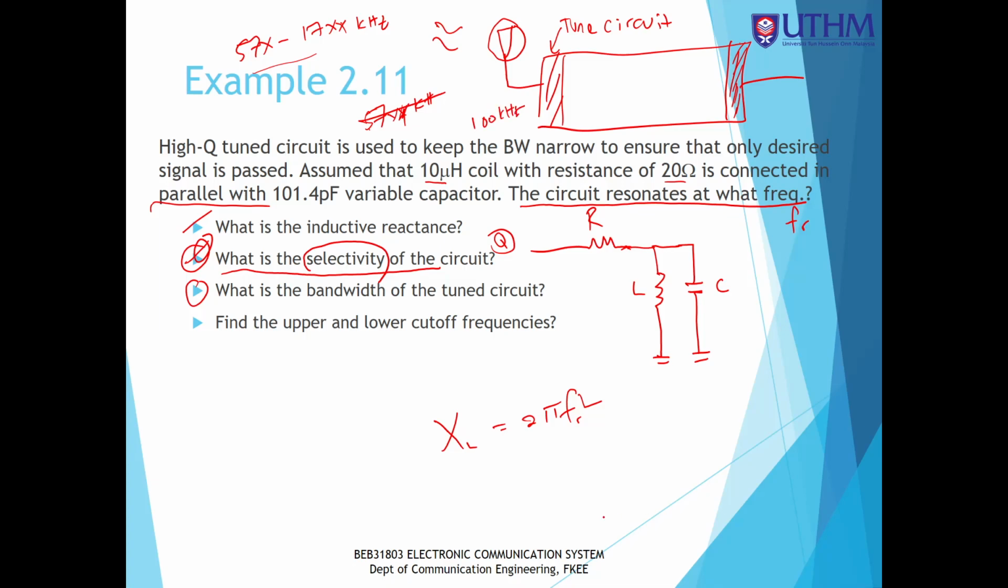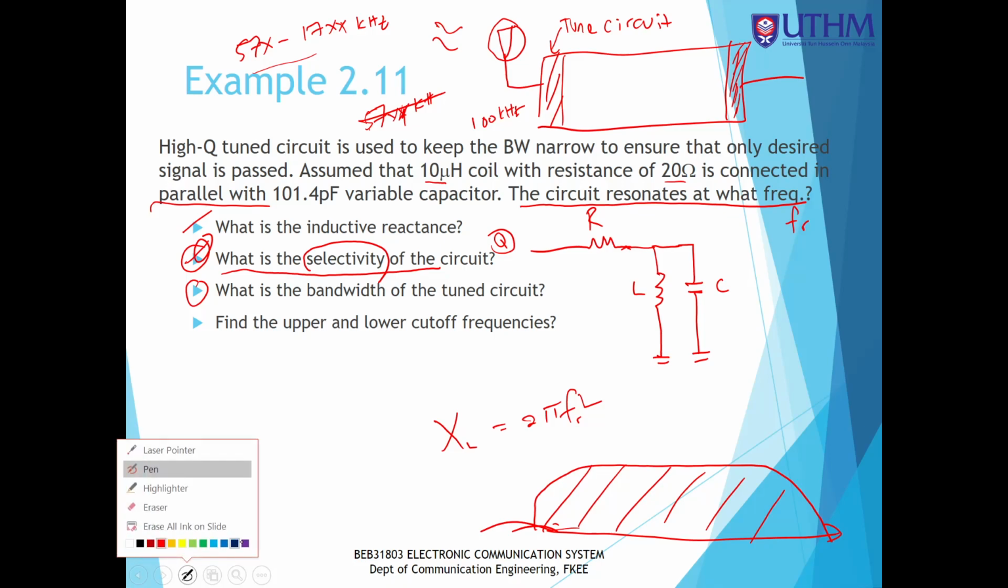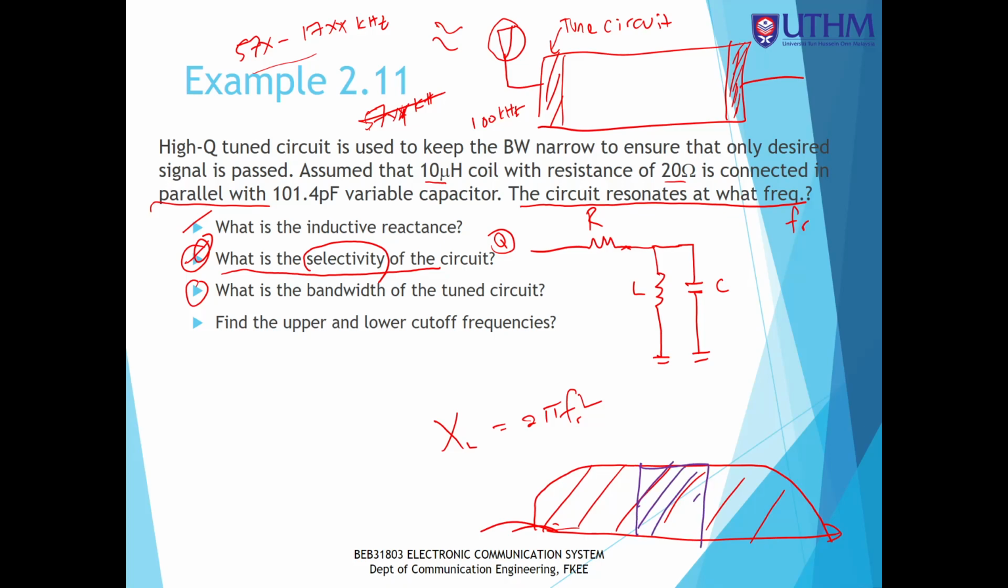If I draw the frequency band like this, so that you can have a better understanding, the antenna receives all of this, and the tuned circuit will limit the frequency band that we want to process, maybe something over here, and remove the others. So we want to select only a small portion of the bandwidth.